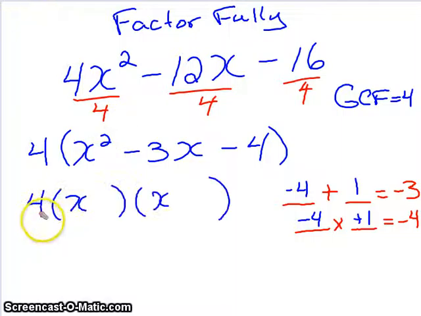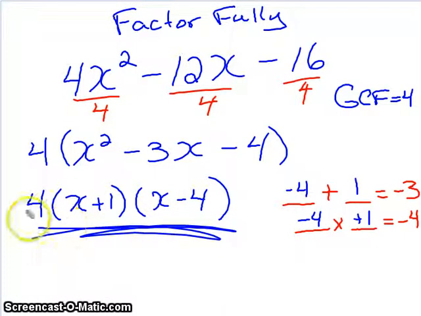So I can go down and write the 4, the x squared will factor into x and x, and I take my negative 4 and positive 1 and plug them in: positive 1 here, negative 4 here. I could flip those, it doesn't matter to the outcome of the question. I have a final answer of 4 times x plus 1 times x minus 4. And that's factoring fully with a GCF and the plus times method in the same question.